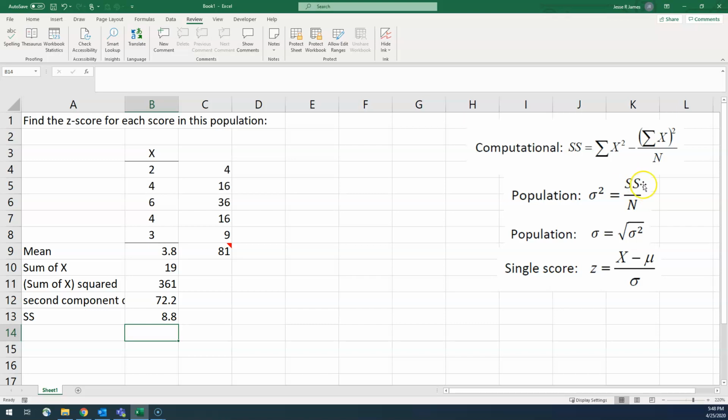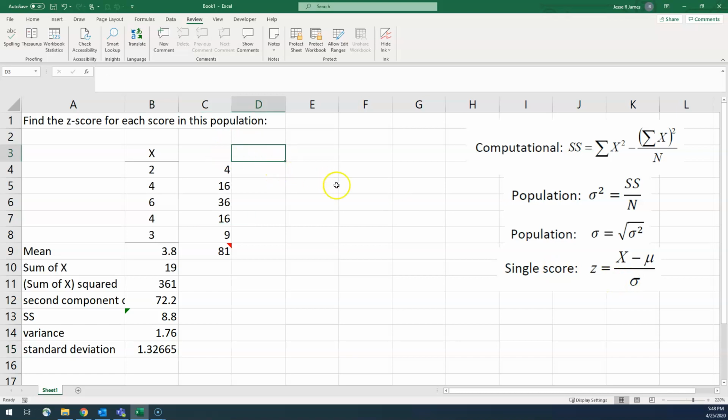That 8.8 can be used in this formula. So if I want to figure out what is the variance of this population, I just take the sum of squares divided by the big N, which is 5, and there you have the variance. In order to compute the standard deviation, I take the variance and square root it. So this is the standard deviation. I take the square root of 1.76, and the standard deviation is 1.32. That's going to come in handy in our z-score formula.